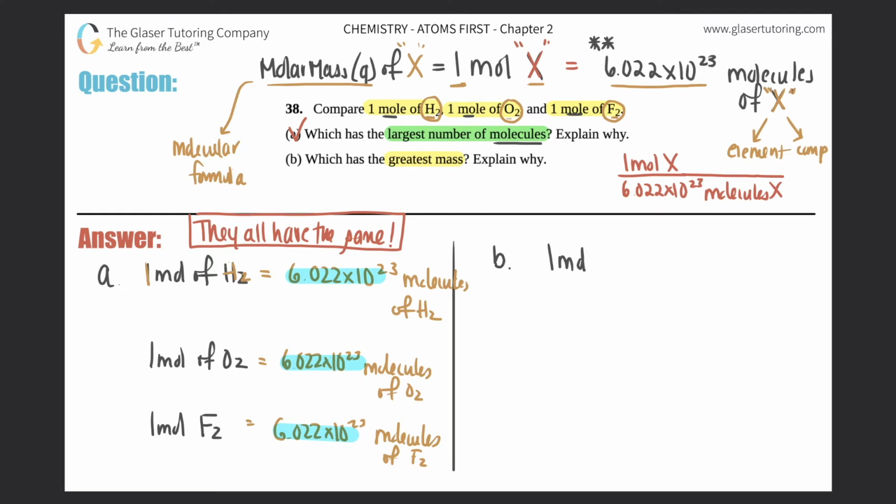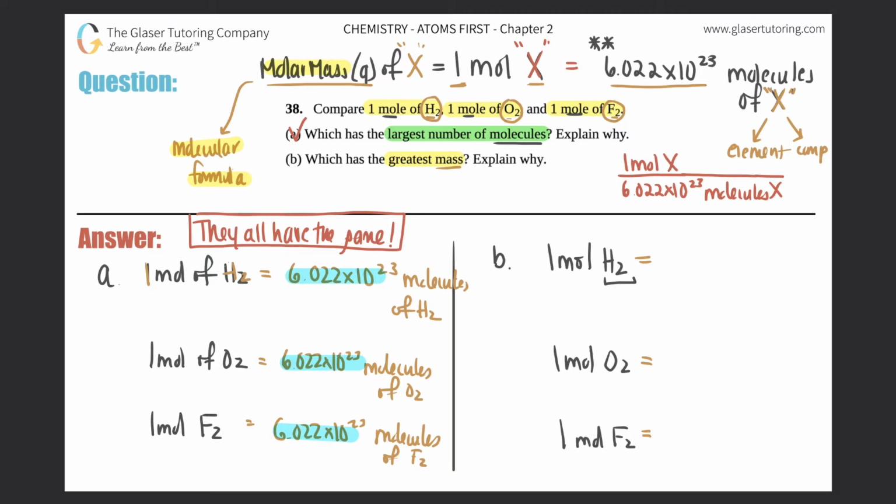1 mole H2, 1 mole O2, and 1 mole of F2. Now we just got to figure out what these equal. Well, since we're talking about grams and mass, we have to go by the molar mass. And that comes from the molecular formula. And that's when you got to take out your periodic table. So get your periodic tables out, guys. All right? So we got to look at the molecular formula of H2 first.